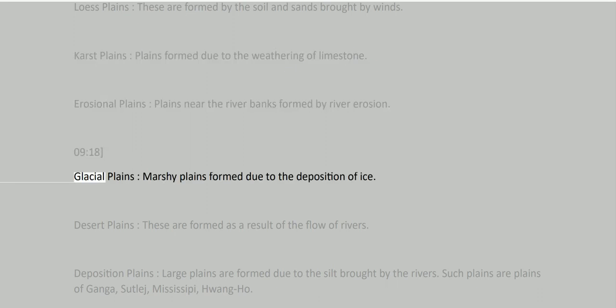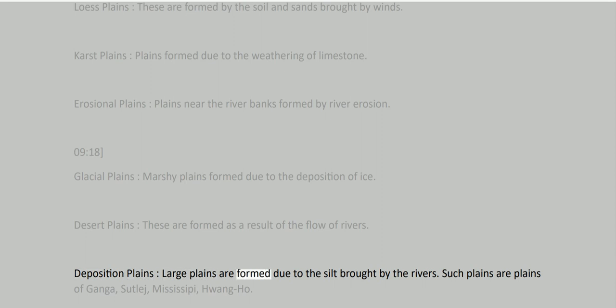Glacial plains: marshy plains formed due to the deposition of ice. Desert plains: these are formed as a result of the flow of rivers. Deposition plains: large plains are formed due to the silt brought by the rivers. Such plains are the plains of Ganga, Sutlej, Mississippi, Hwang Ho.